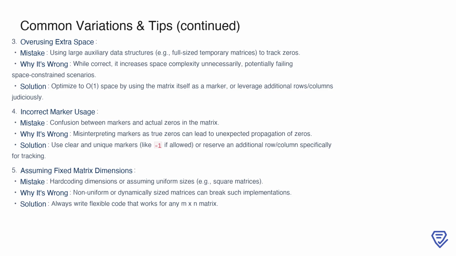On the same note, incorrect marker usage can also lead to problems. For instance, confusing markers with actual zeros in the matrix can cause unintended propagation of zeros. To avoid this, consider using unique markers, like a value of -1, or dedicating an extra row or column specifically for tracking. Finally, hardcoding matrix dimensions or assuming uniform sizes can break your solution for non-square or dynamically sized matrices. To ensure flexibility, always write your code to handle any m×n matrix, regardless of its dimensions.